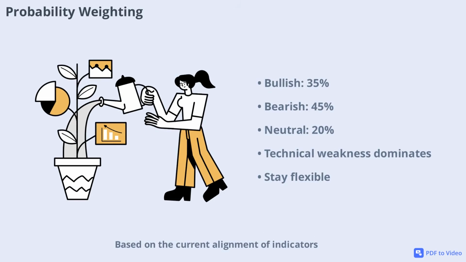Based on the current alignment of indicators, the probability-weighted outlook for PLTR is as follows: bullish scenario at 35%, bearish scenario at 45%, and neutral scenario at 20%. This reflects the current technical weakness and the risk of a pullback, but also acknowledges the potential for a bounce if oversold conditions trigger renewed buying. Traders should adjust their strategies according to these probabilities and remain flexible as new data emerges.